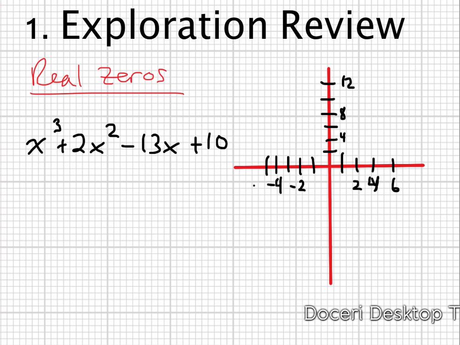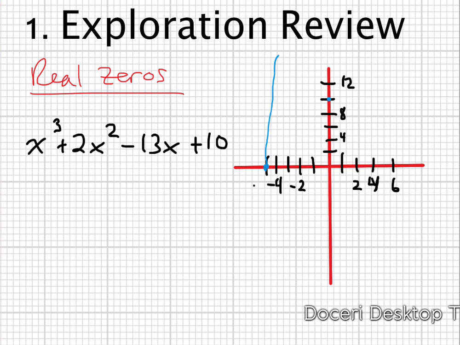Okay, so if I were to graph this function here, x cubed plus 2x squared minus 13x plus 10, I would see that my graph follows something like this. It's going to go up really high, really fast. So much so that I can't even see it. It goes off the graph. It doesn't go off the graph, but it comes back down. It goes up to 40 on the y.